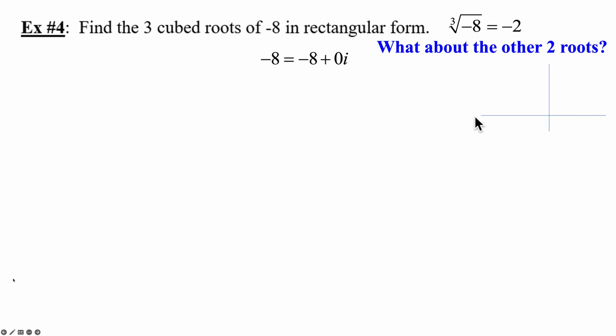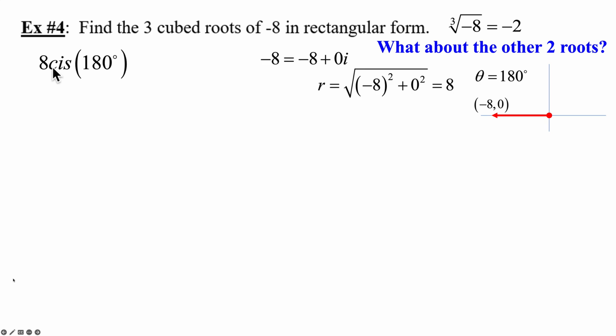And I can graph that. The real number, -8, in this direction, no up or down. So there's my vector. It has a magnitude r of 8, and my theta is going to be 180 degrees. You can just take this positive distance, or you can plug the numbers into your formula. So I now have 8 cis 180 degrees.